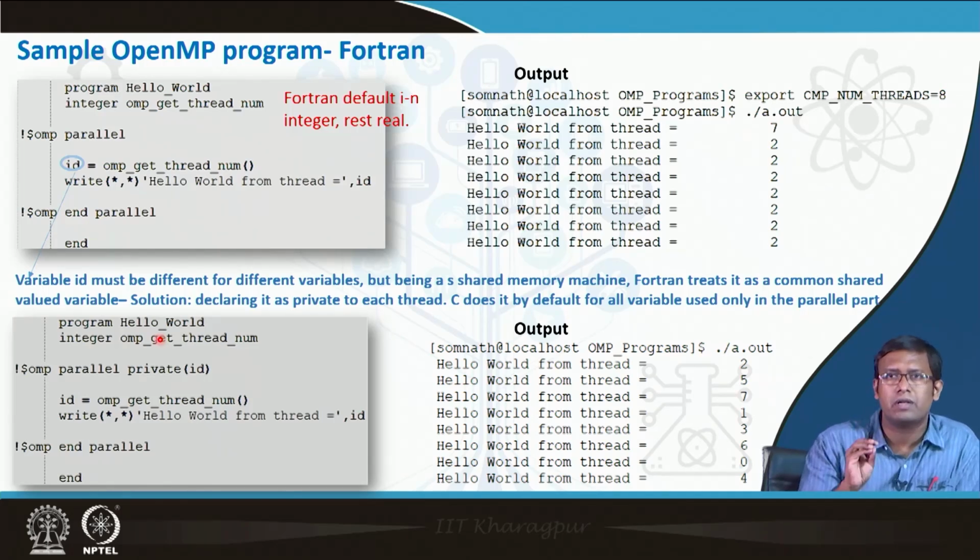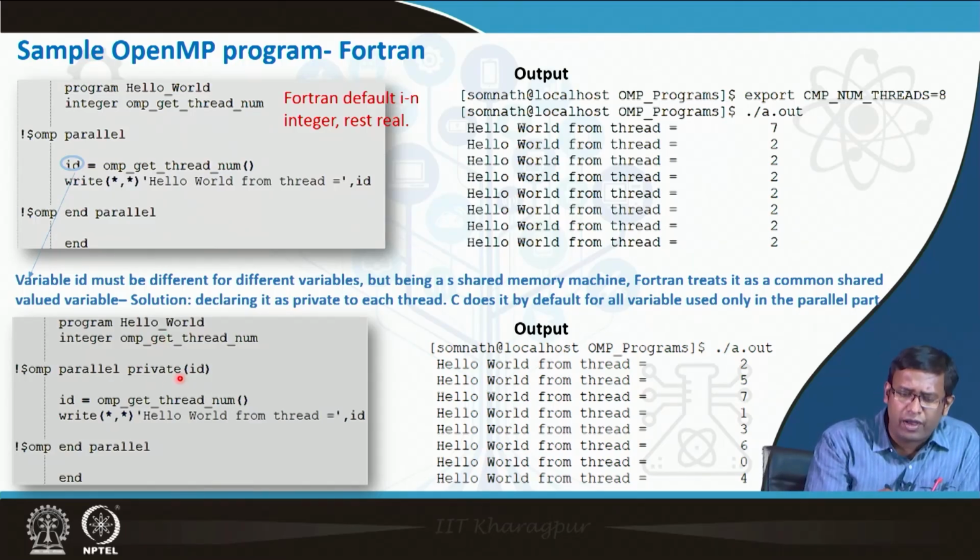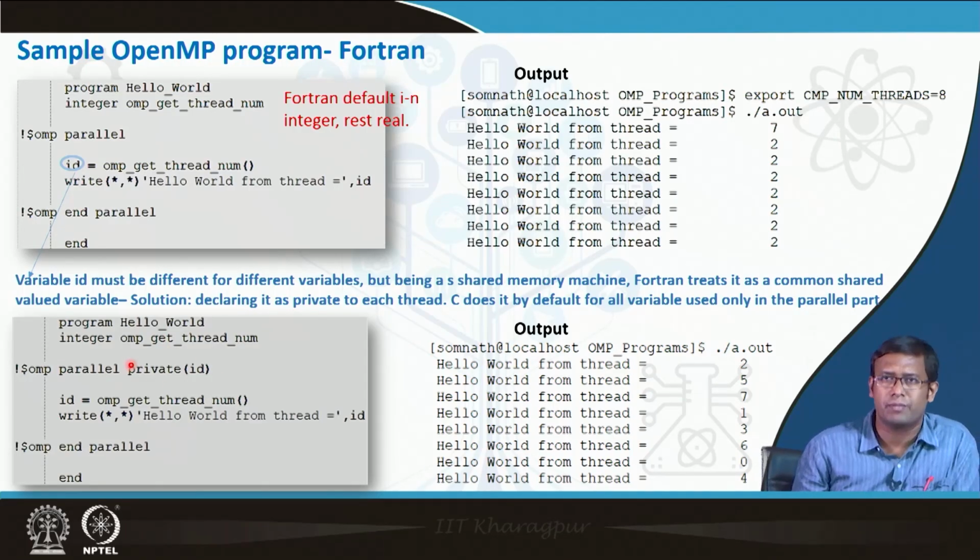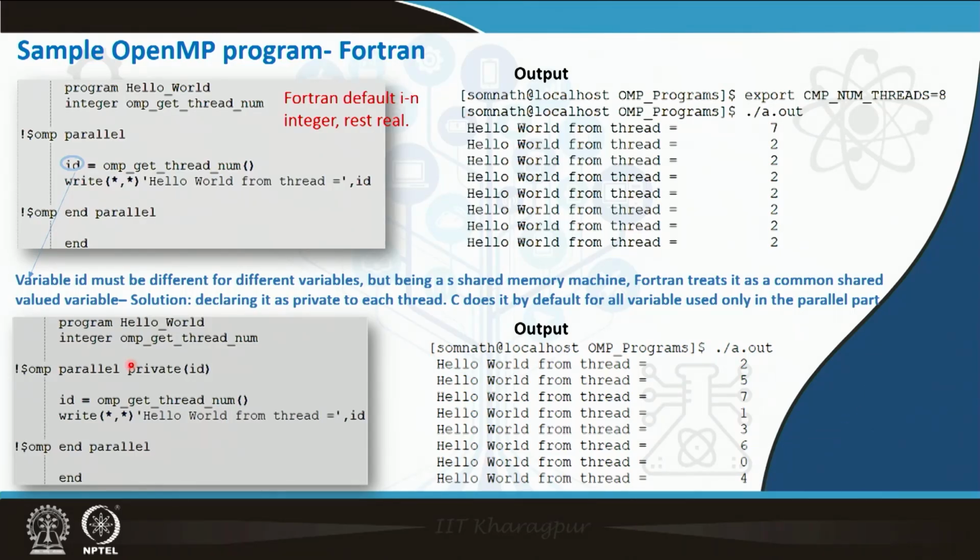They are few in number. What are the private variables? The variables whose value will be different for different threads, and you specify as a clause to the parallel region that these variables are private variables. We'll look into some more important aspects of OpenMP programs in the next class.